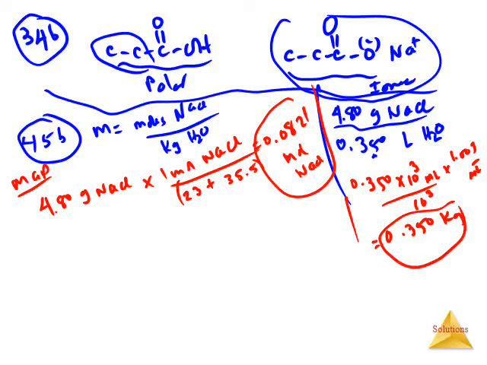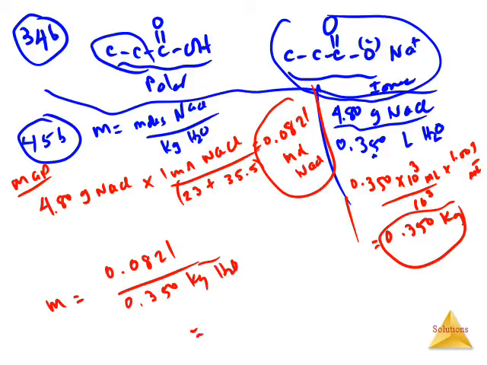So now molality will be given by moles of sodium chloride, which is 0.0821, divided by kilograms of water, which is 0.350 kilogram H2O. And this gives 0.234. So the molality of sodium chloride in the solution is 0.234.